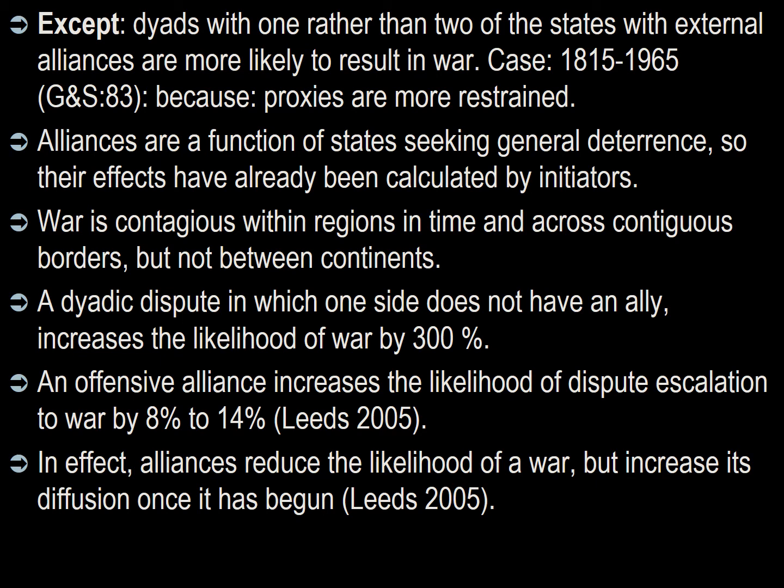A dyadic dispute in which one side does not have an ally increases the likelihood of war by 300%. So having allies does help bring peace through strength. An offensive alliance, which is an alliance where two countries join together in order to attack a target, an example of which would be the Syrian-Egyptian offensive alliance against Israel in their 1973 October War, increases the likelihood of a dispute escalating to war by 8 to 14%. In effect, alliances reduce the likelihood of war, but they increase the diffusion of war once it's begun.